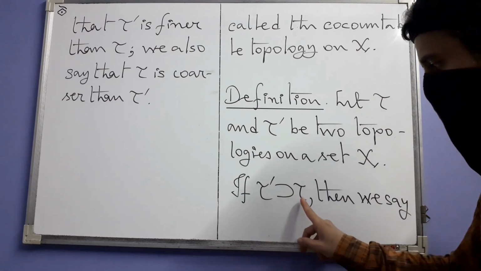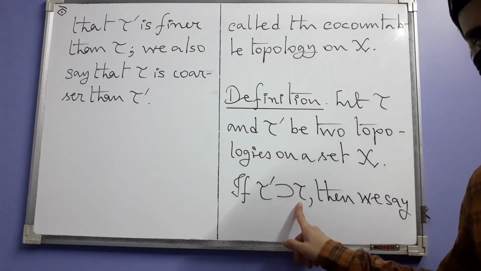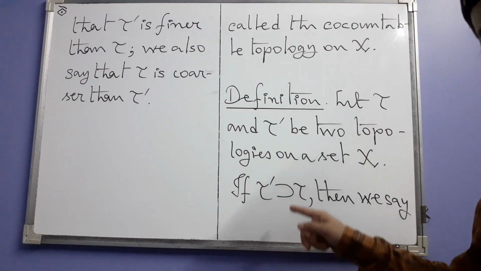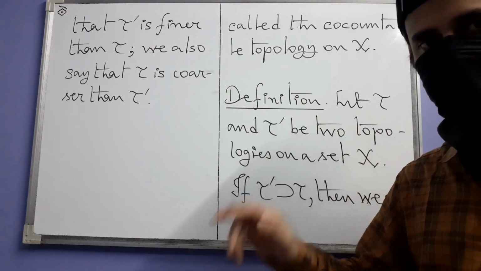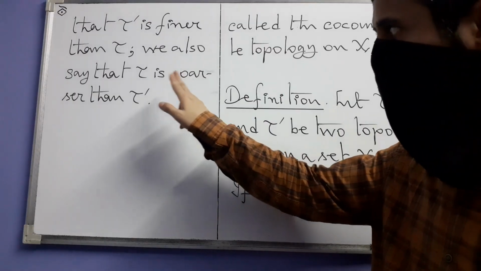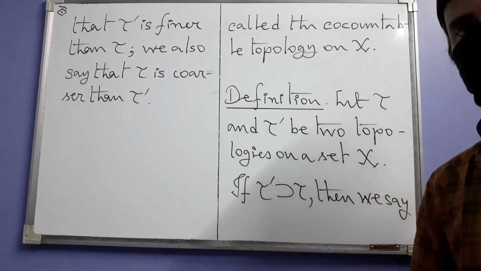If tau prime is containing tau as a sub collection, then we say that tau prime is finer than tau, and in this same situation we also say that tau is coarser than tau prime.